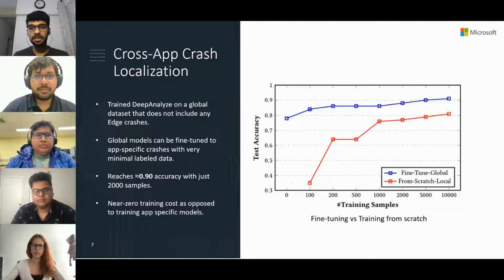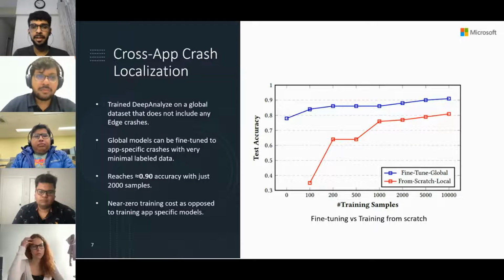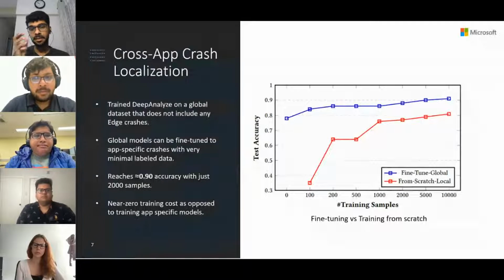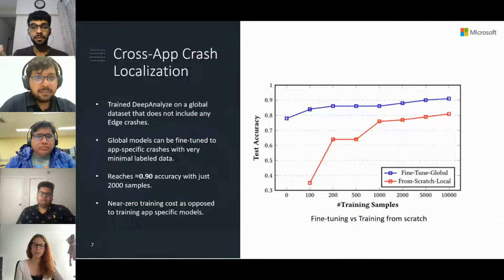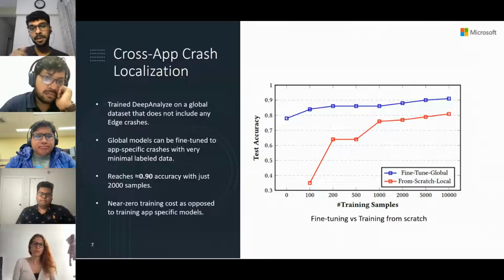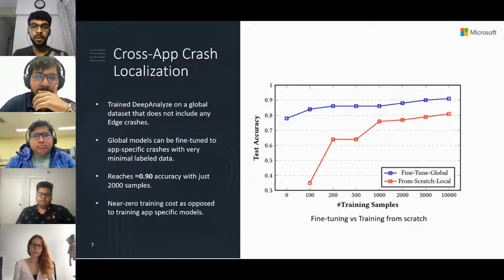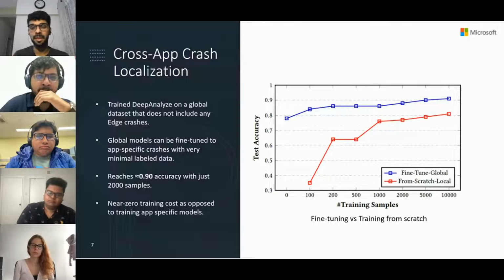And we evaluate this by training first a global model on crashes from, let's say, X set of applications. We then evaluate this model on crashes from a completely unseen application, say Edge. We find that this global model predicts 80% of these crashes without seeing a single Edge crash during training. Moreover, we also find that we can further fine-tune this global model to particular applications. For example, we could fine-tune to Edge with 90% accuracy with just 2,000 fine-tuning examples.